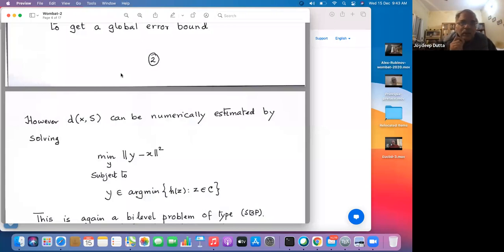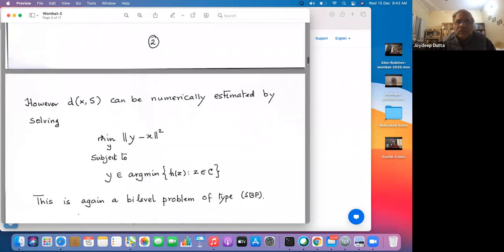So you give me any point X, then I'll write down this problem. To numerically estimate the distance, I really have to solve this problem, which is again a simple bilevel programming problem. In my last paper, which I'm just going to communicate in a day or two, we actually take real examples and show that we can estimate the distance very well by using our bilevel programming algorithms.